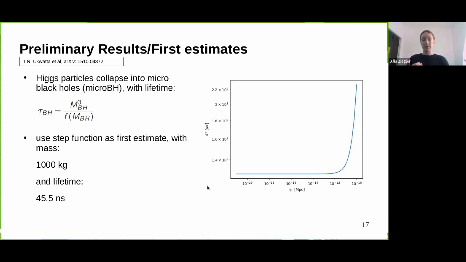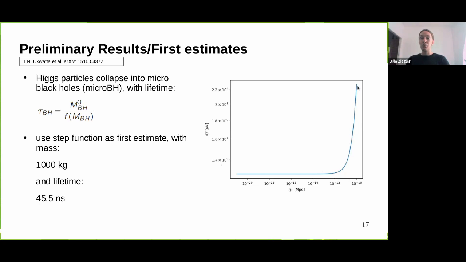So here for the first plot, we have used a constant mass of 1,000 kilograms, which would correspond to a lifetime of 45 nanoseconds. And we have varied the time of production. So this is the conformal production time on the x-axis, and on the y-axis you can see the temperature perturbations in microkelvin.